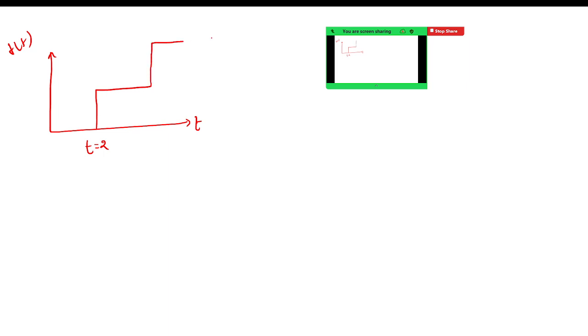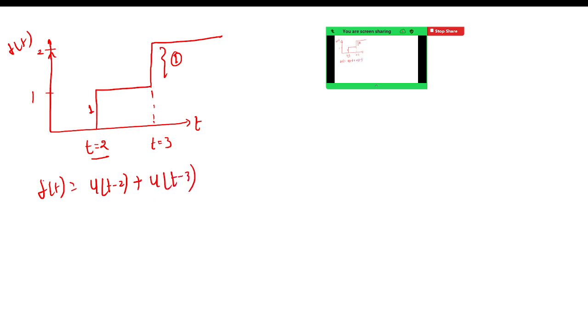Let's say I am drawing a plot like that, where this is t and this is f(t), this is 2 and this is t equals 3. So how can I write this function f(t)? Let's say this one is 1 unit and this one is also 1 unit. Here this one is 1 and here this one is 2. So I can write at t equals 2, you are giving a unit step of 1, so u(t minus 2), plus again at t equals 3, you are giving a unit step, u(t minus 3). Are you getting it? So you can write this function in this form.